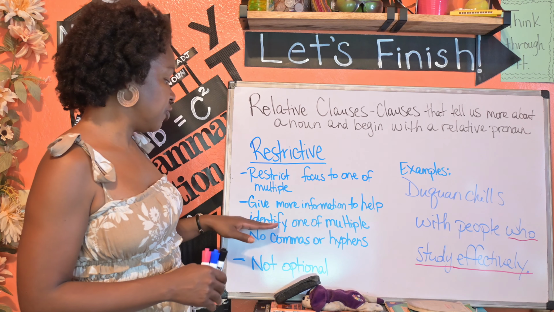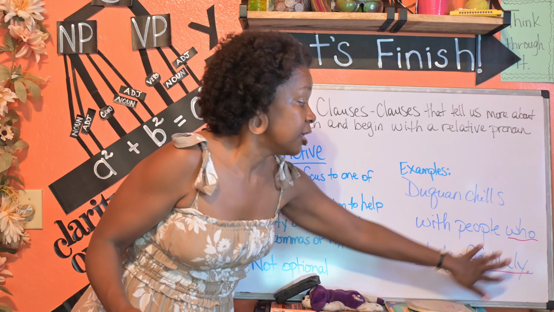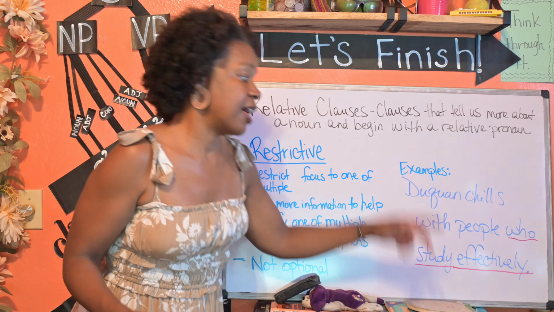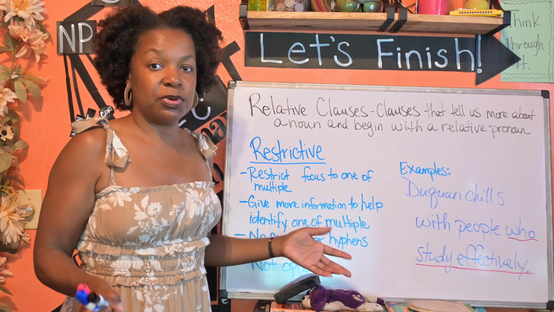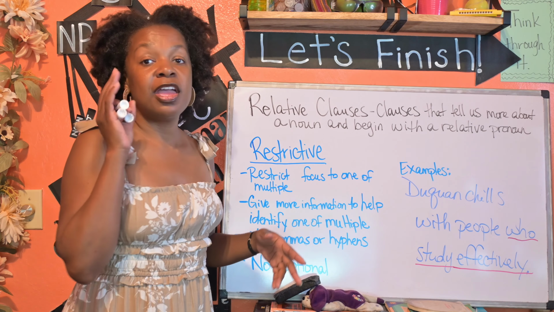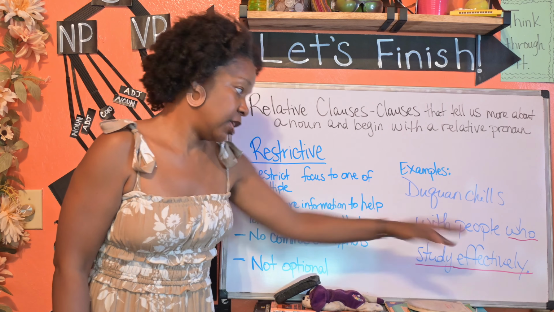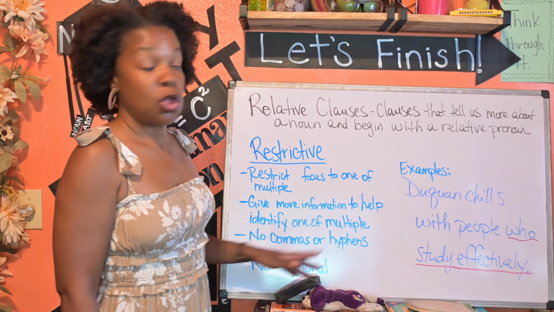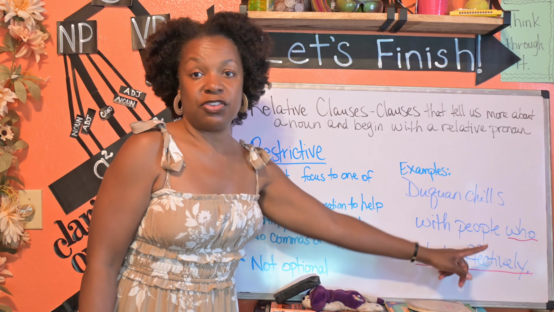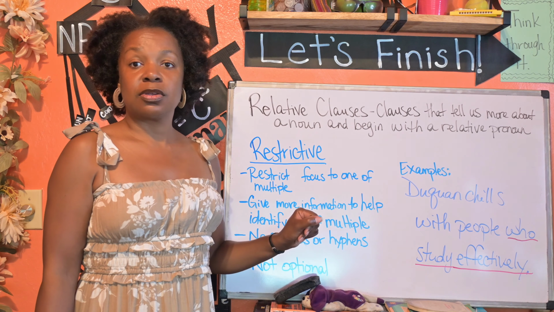Give more information to help identify one of multiple, right? So this is the information that identifies the one type of people out of multiple types of people. You have those who study effectively and those who don't study effectively, right? Multiple, more than one. He's with the people who study effectively, and the information is not optional. We need this information to understand with whom Daquan chills, okay?